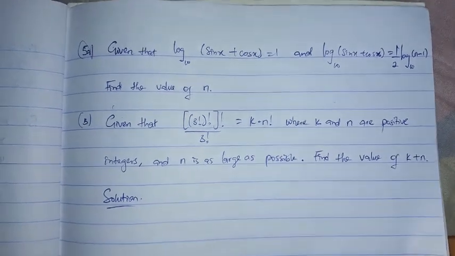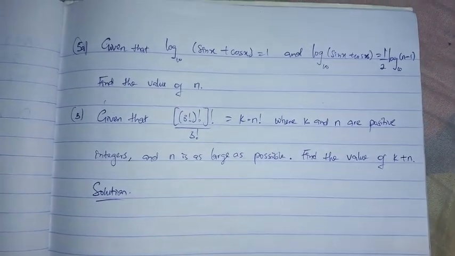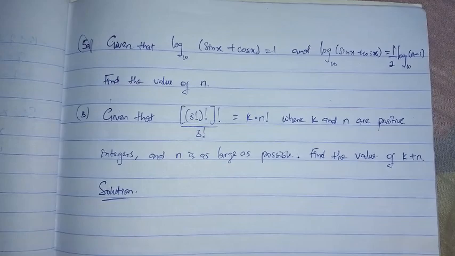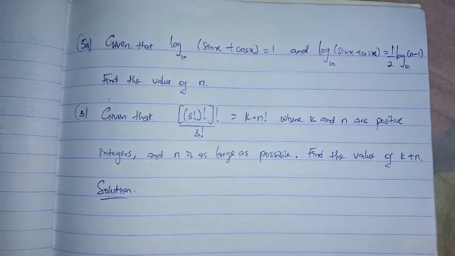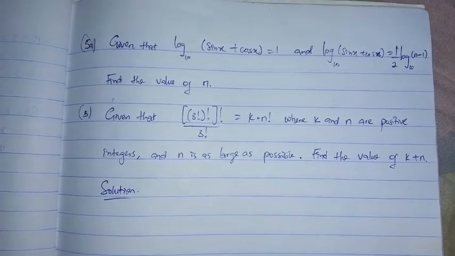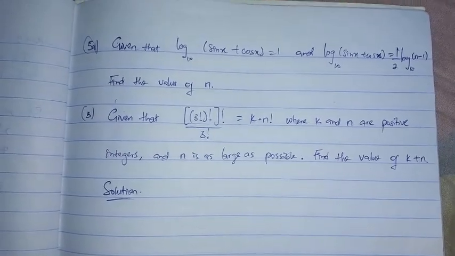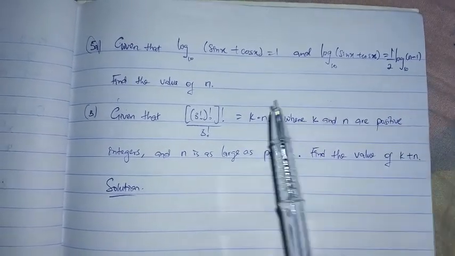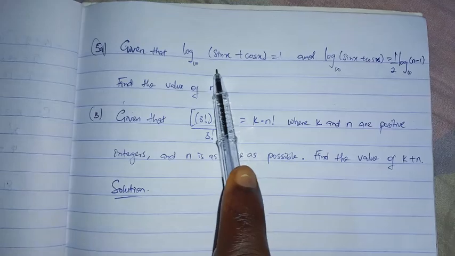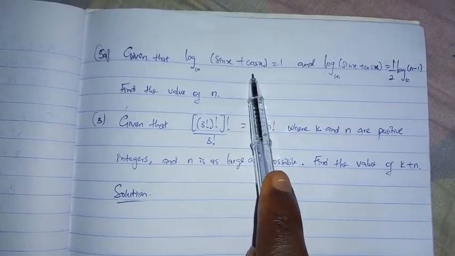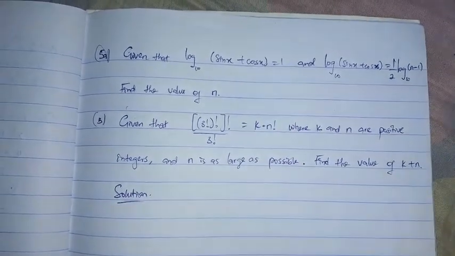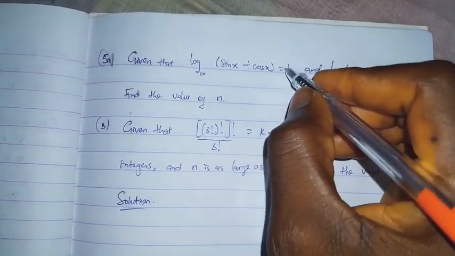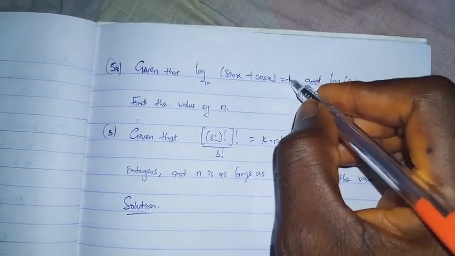Okay, number 5A. The question says: given that log base 10 of (sin x plus cos x) equals 1, and log base 10 of (sin x plus cos x) equals 1 over 2 log base 10 of (n minus 1), find the value of n. So whenever I see log base 10 of (sin x plus cos x), I should put 1. The question is actually minus 1.